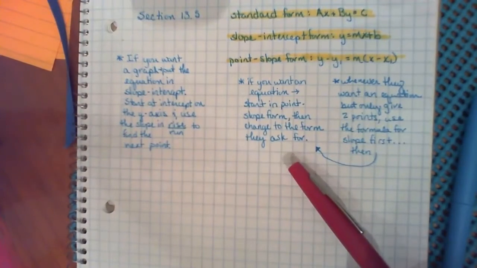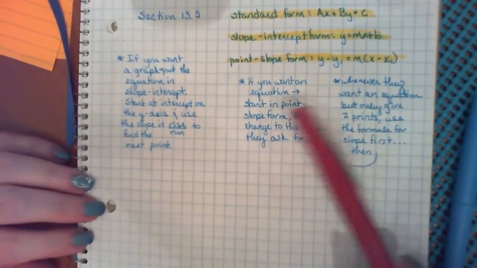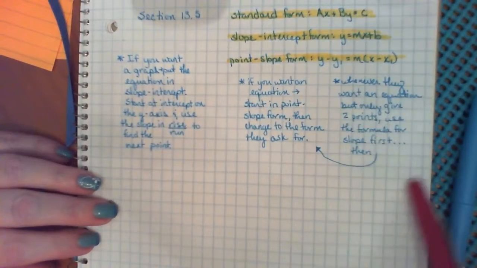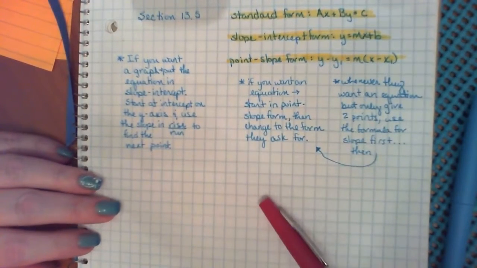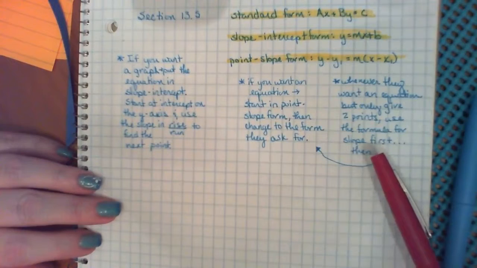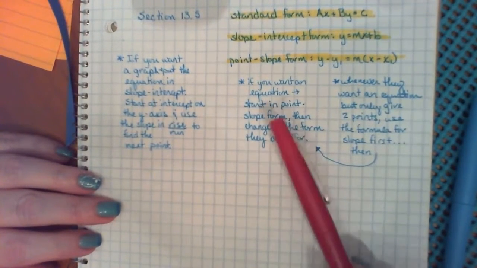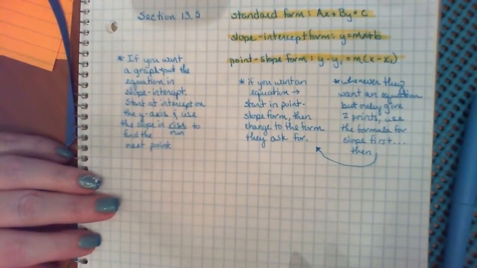If they give you 2 points but no slope, which happens sometimes, then you're going to have to use your formula for slope to find the slope first. Once you have your slope, then you can come back and put it in the point-slope form.